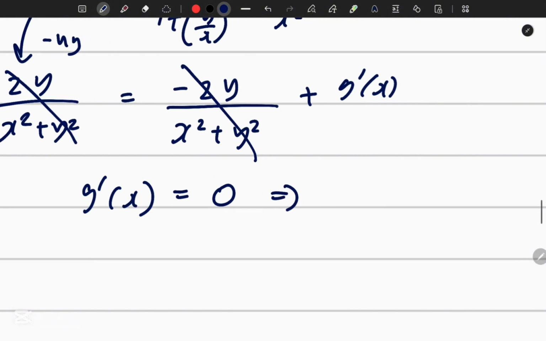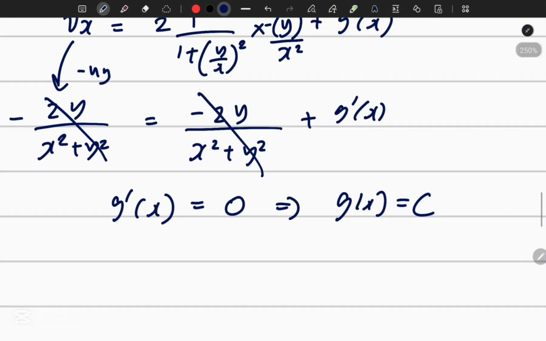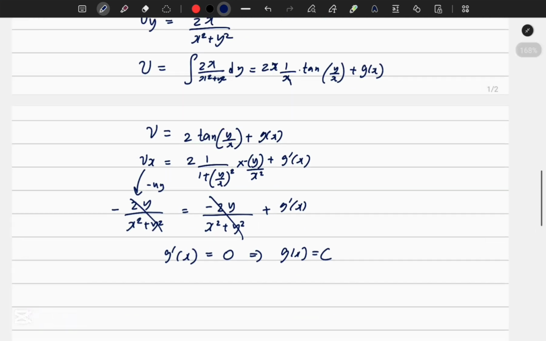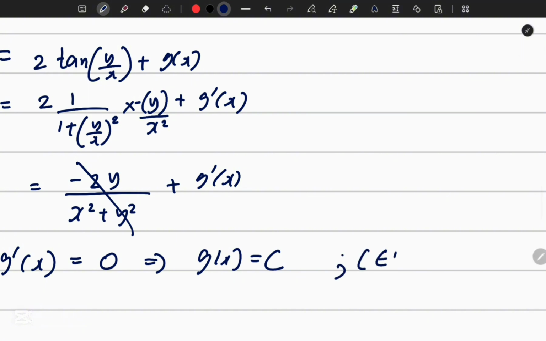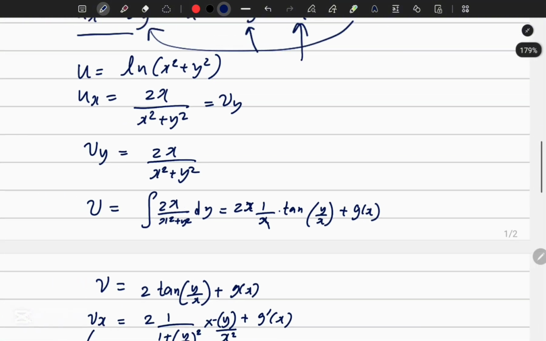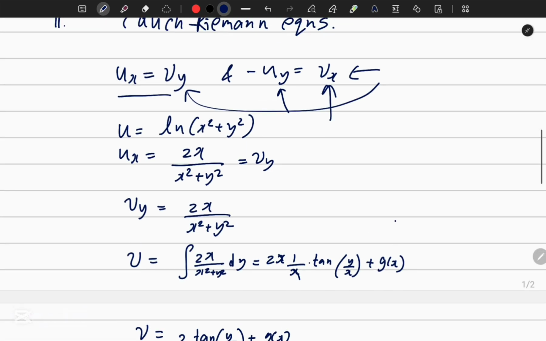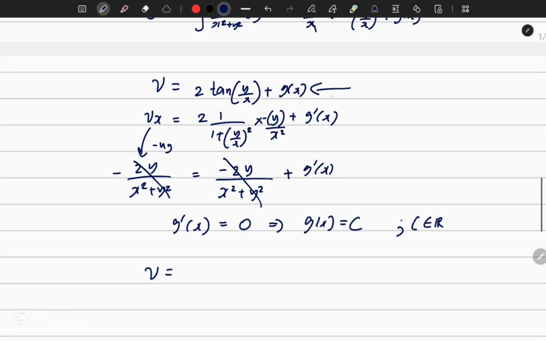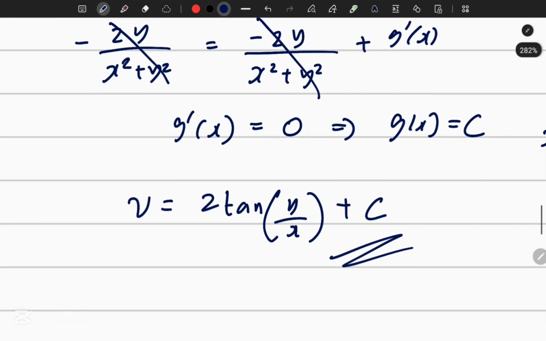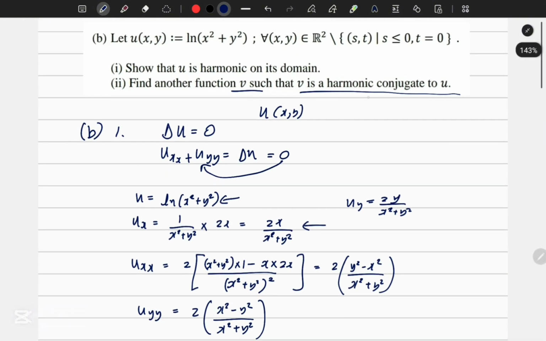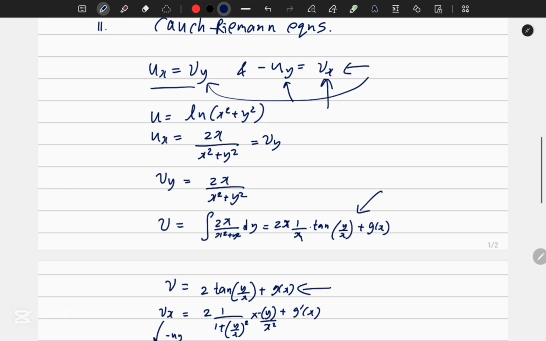This implies g(x) is a constant function. So I have found that g(x) equals c, where c is a real constant. So v equals, simplified, 2 tan inverse (y/x) plus c. This is the harmonic conjugate of u. So the answer for the second question is this.